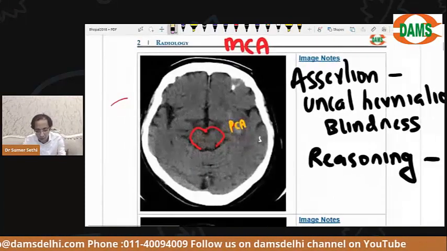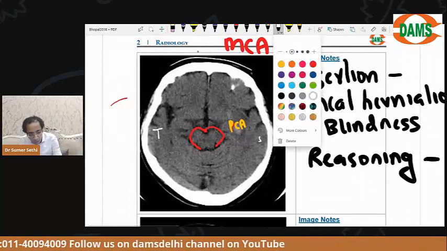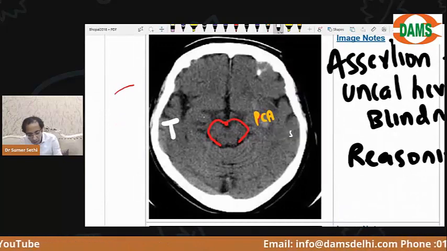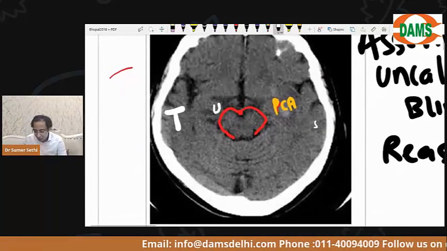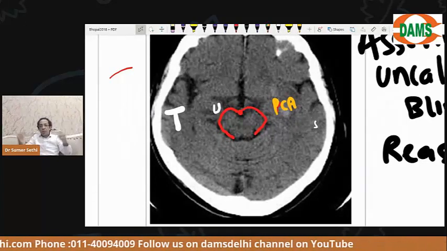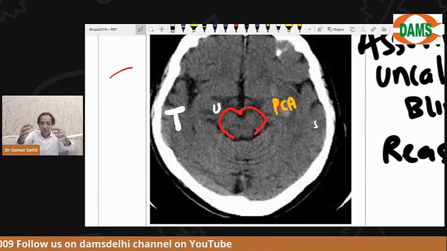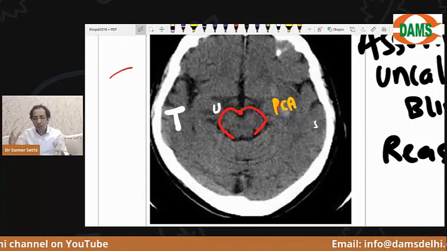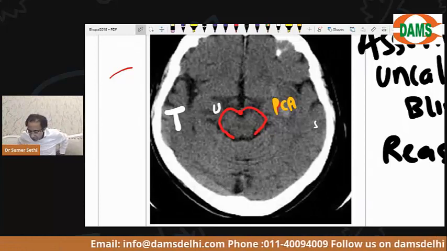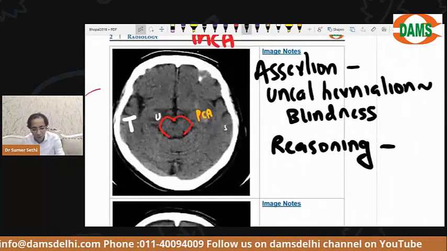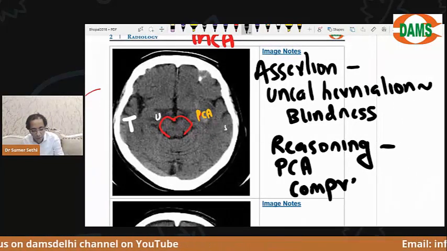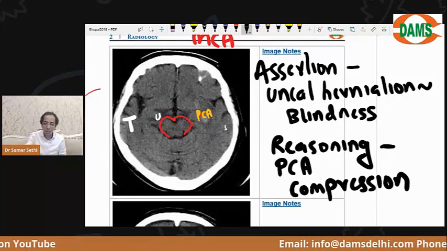Anybody? Now see here, if this is your temporal lobe, and I'm sure many of you will gradually appreciate, this is the area of the uncus. So when the uncus herniates, it will compress the midbrain, it will compress the crus cerebri. Crus cerebri को compress करेगा तो motor weakness होगा. But in between the crus cerebri and the uncus, you have the posterior cerebral artery. If you remember, the posterior cerebral artery is going to supply your visual cortex. So PCA compression होगा.